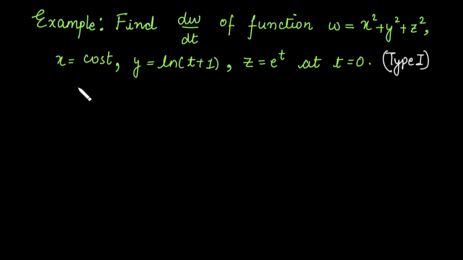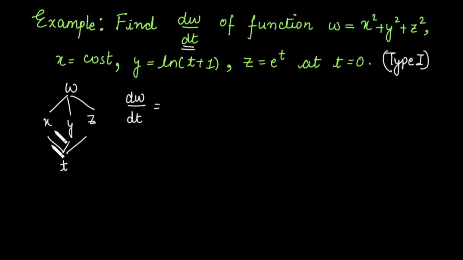And if you construct the tree form in this case, we have w depending upon three variables x, y, z, and further these three variables are depending upon t. We need to find the derivative of w with respect to t. You can check it. This w is depending upon a single variable at last. Therefore, we can find the exact derivative of w with respect to t. In this case, we will use the chain rule.